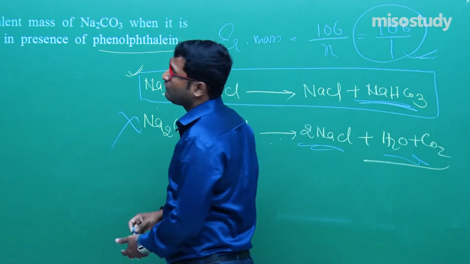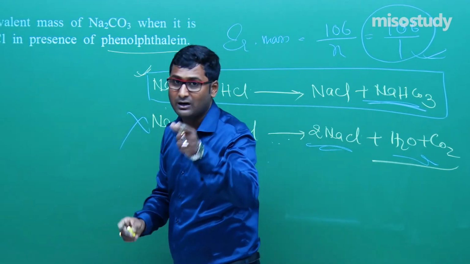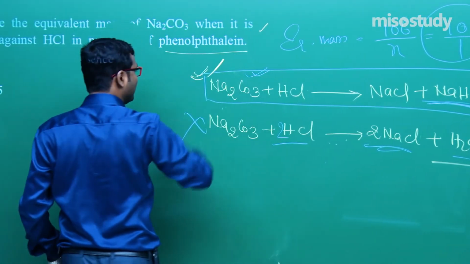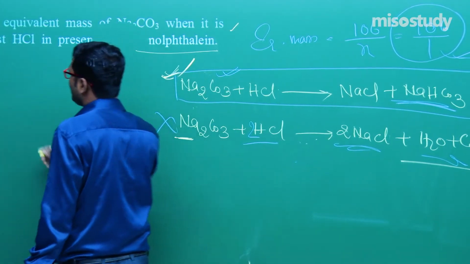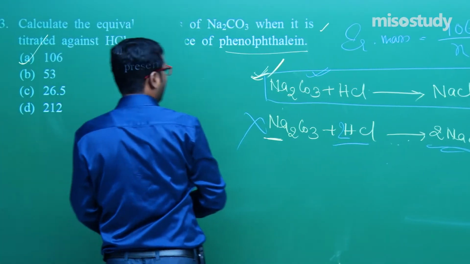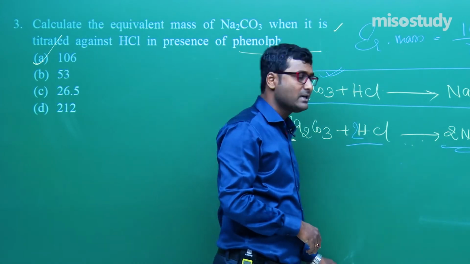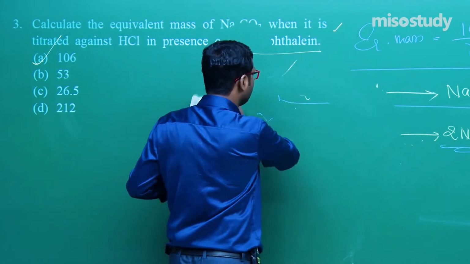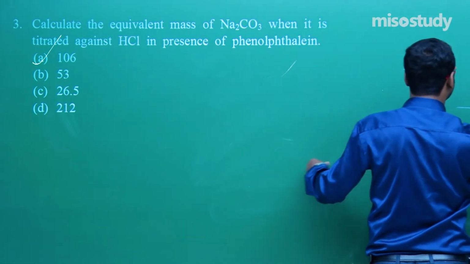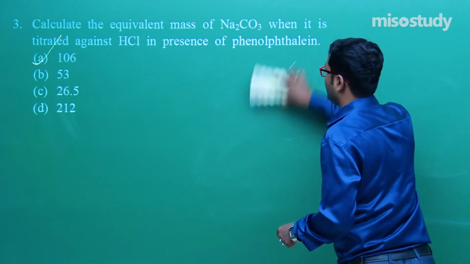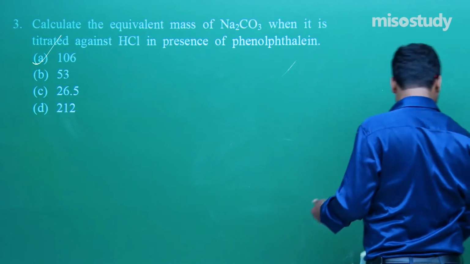So be careful. For this, 53 is not a correct option. This is the reaction, this is not. So we can say for this question, A is the correct option. Clear, friends? For this, A is the correct option. I'm going to rub this part and we'll discuss the next one. Wait for a moment.